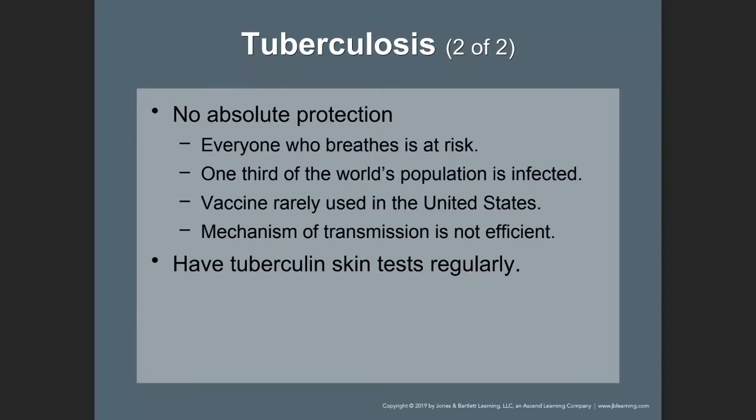1/3 of the world's population is infected with tuberculosis. Vaccine rarely used in the United States. Mechanism of transmission is not efficient. Have a tuberculin skin test regularly. And this is another requirement to work in some places in the States. You have to do a tuberculin skin test. If it is positive, then you have to do a chest x-ray to ensure that you don't have issues with your lungs.